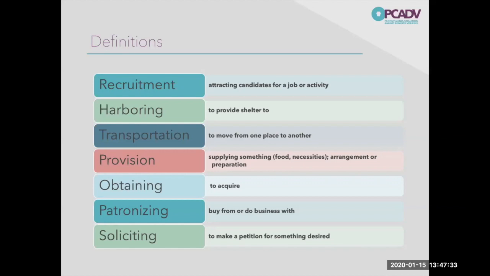Obtaining just means to acquire. Patronizing is to buy from or do business with, and soliciting is to make a petition for something desired. Now, I'm not going to go into a ton of detail about these. Like I said, the CSE Institute does a way better job of that than I do. But I do think that this really helps to highlight some of the misunderstanding that we have when we talk about human trafficking.